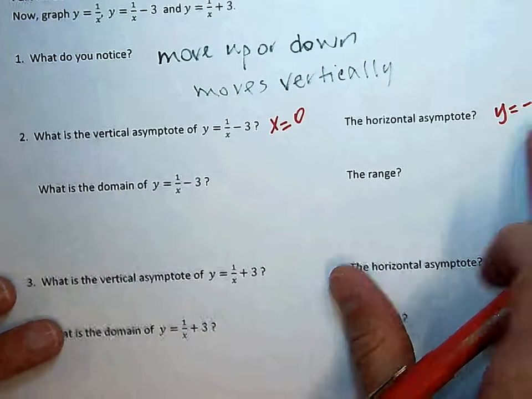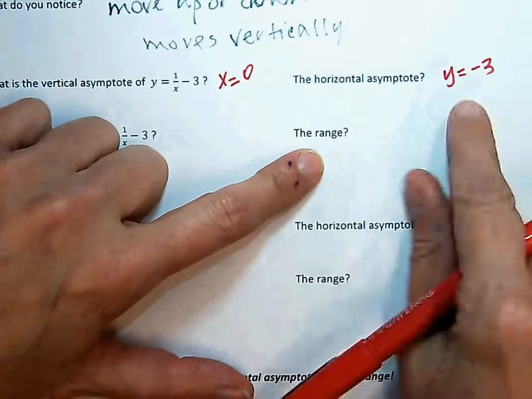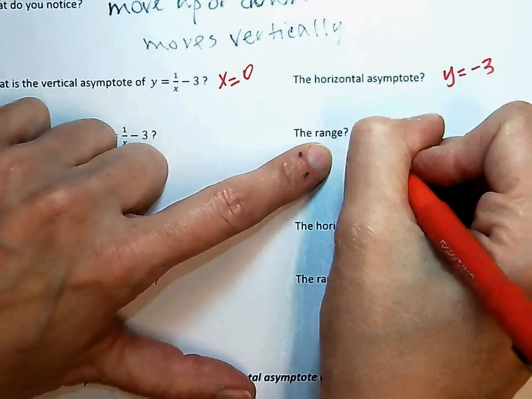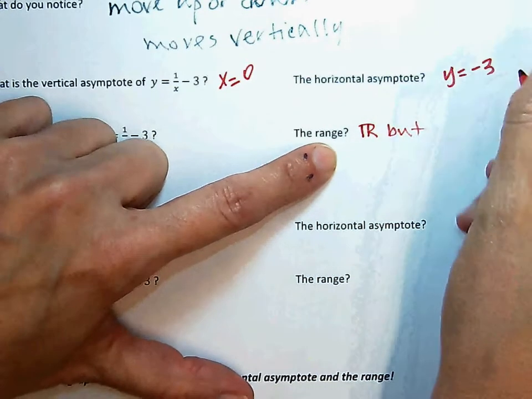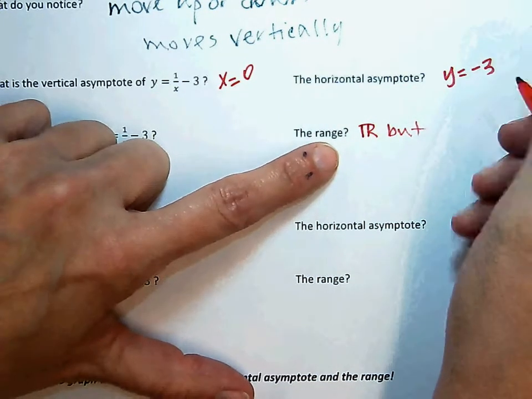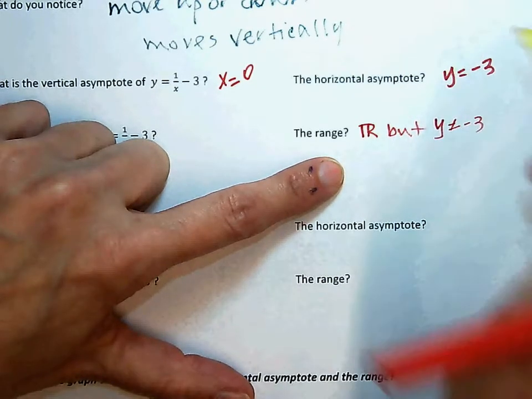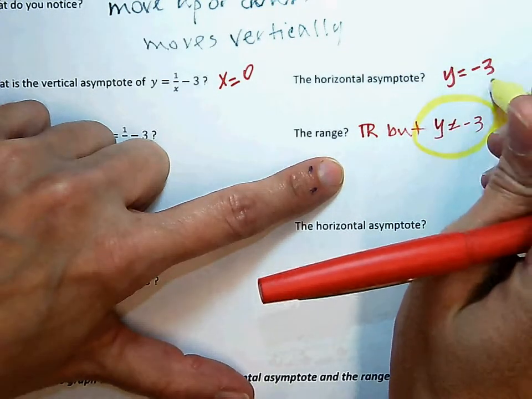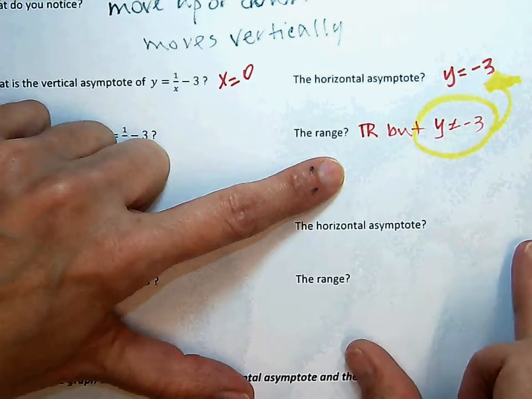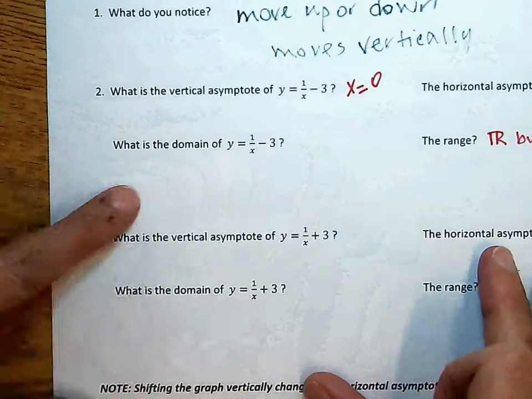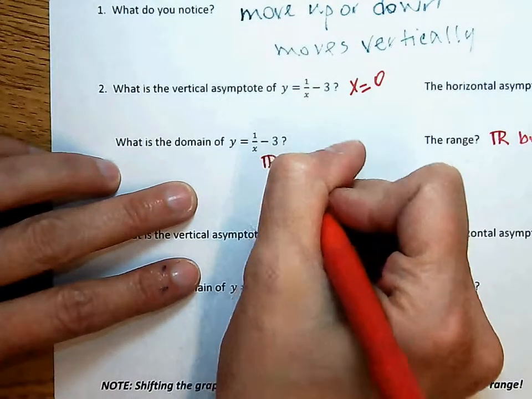So when we look back, and let's look at the range since we're talking about that here, it's going to be all reals, but what can y not equal now? Where did it move it? Good. So y cannot be -3. This still, once again, is right there. And I didn't move it anywhere here, so this is exactly the same as the parent graph.